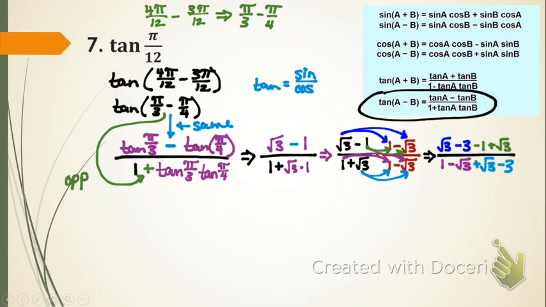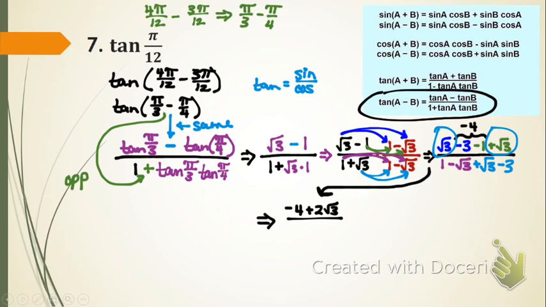Is there anything that I can combine in the numerator? Yep. Negative 3 and negative 1 gives me what? Negative 4. So I'm going to bring this here. So I have negative 4. And then I have radical 3 plus radical 3. Plus 2 radical 3. Works the same way as if I had x plus x. I have 2 of the exact same things.